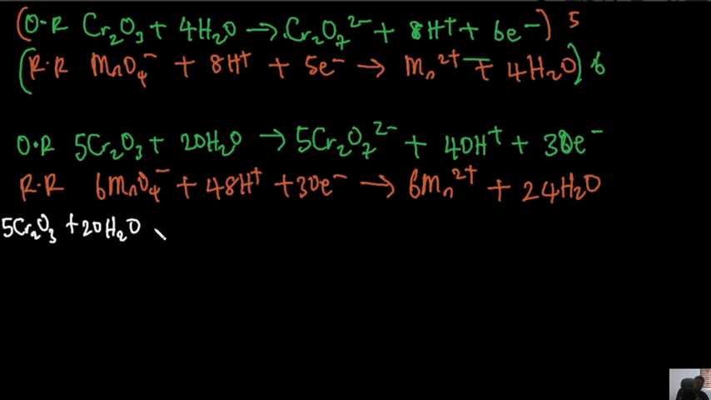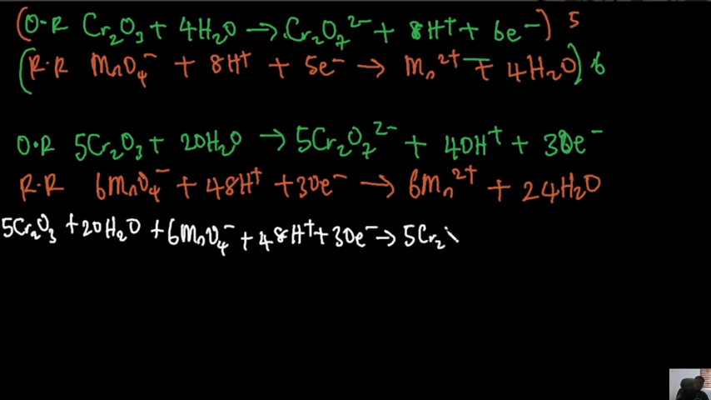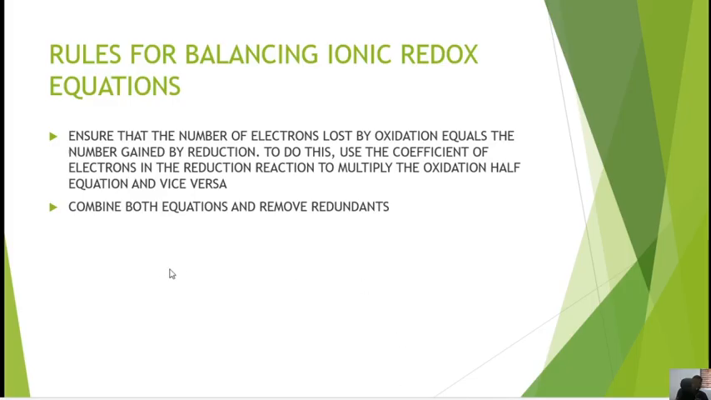So let's continue with the reactants on the reduction. Plus 6MnO4 minus, plus 48H plus, 30e minus. We're done with the reactants. Let's now combine the products. 5Cr2O7 2 minus plus 40H plus 30e minus plus 6Mn2 plus and then plus 24H2O. Now, having combined this, the next thing we are supposed to do according to the rule is to remove redundants.